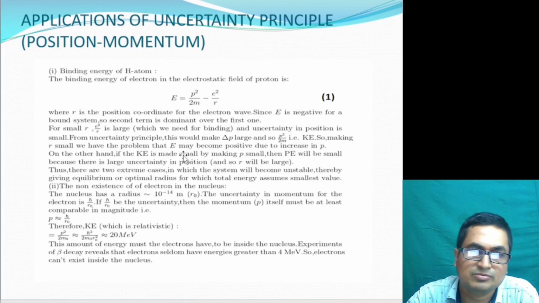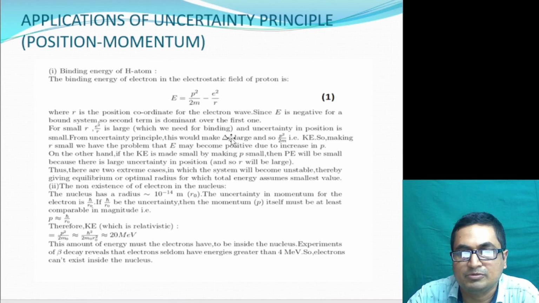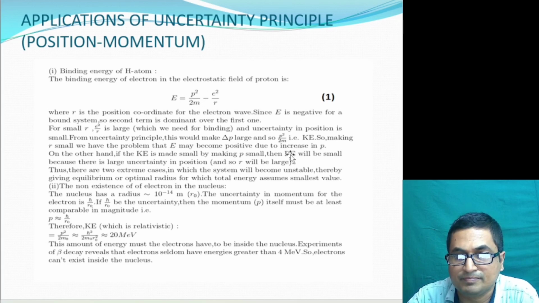We'll discuss these things. The first one is the binding energy of the atom. We see here that the energy of the atom is given by equation 1, where p is momentum, m is mass, and this is the potential energy part. Now if r is small, then this part is large, the potential energy is large, and this means that for small r, the uncertainty in position is also small. Since the positional uncertainty is small, the momentum uncertainty is large, and that means this p square by 2m is also large, because kinetic energy is associated with p square by 2m.